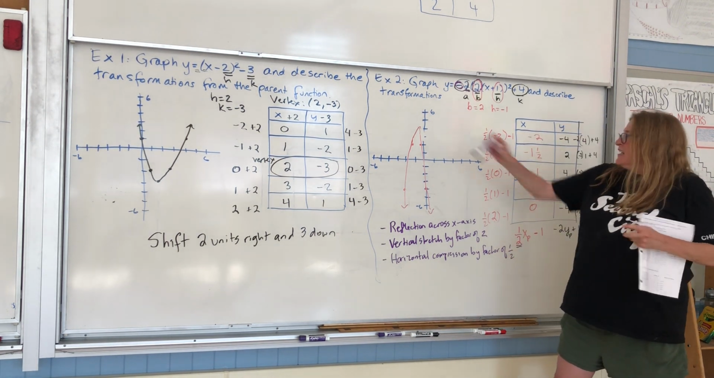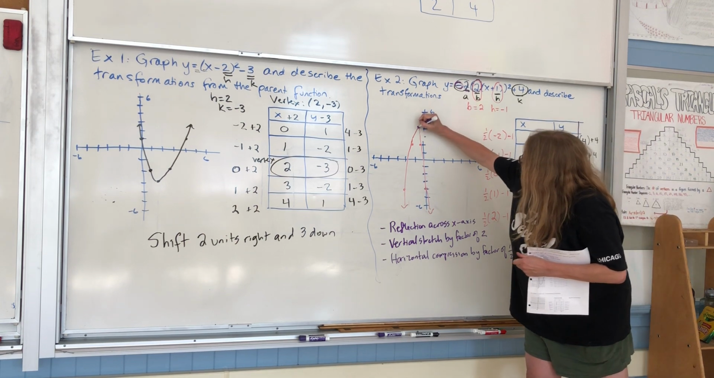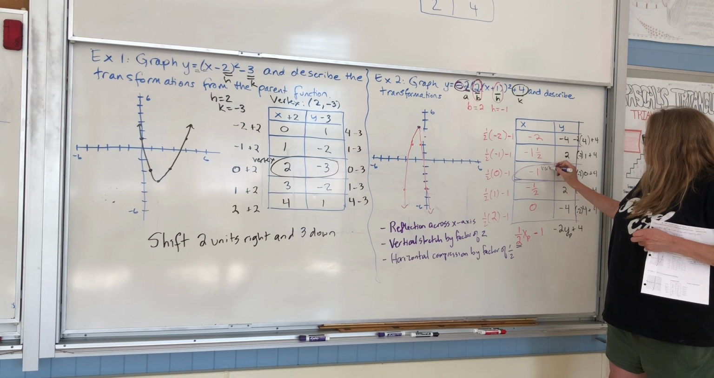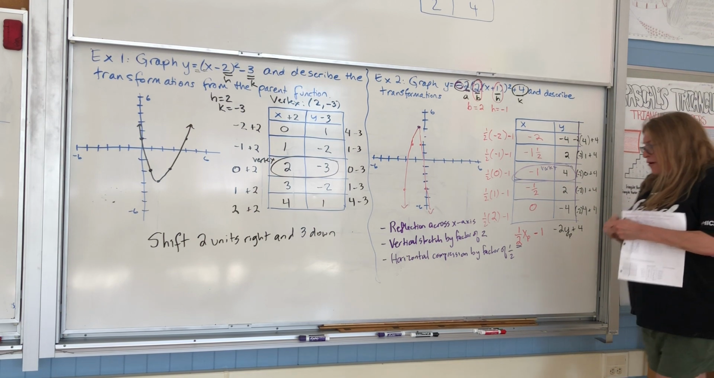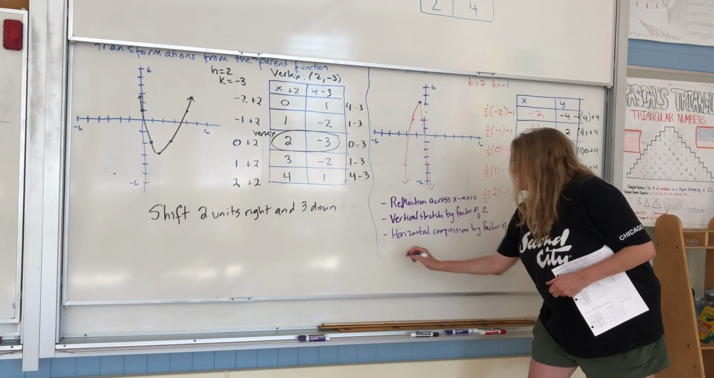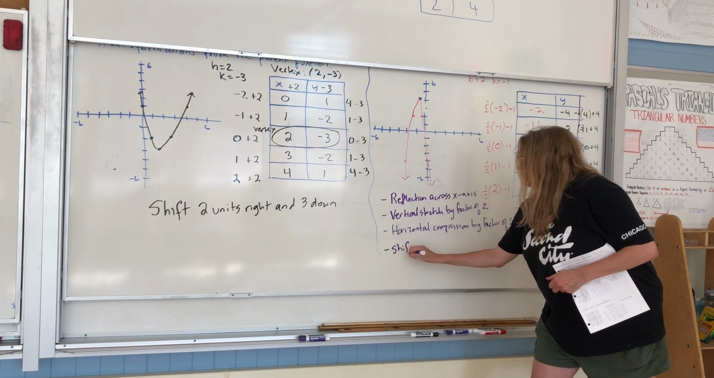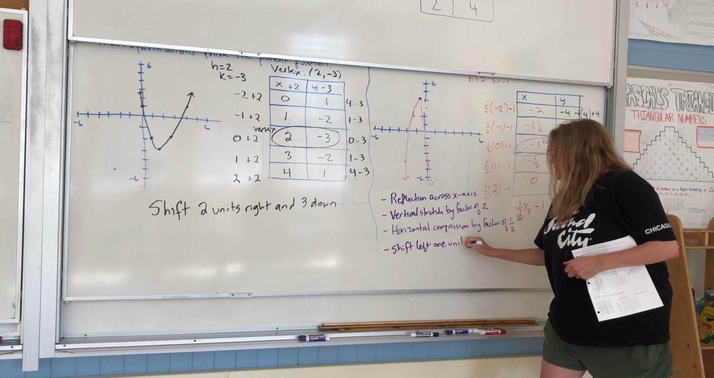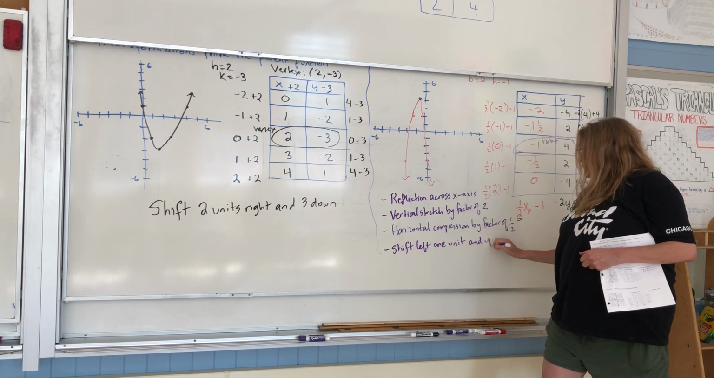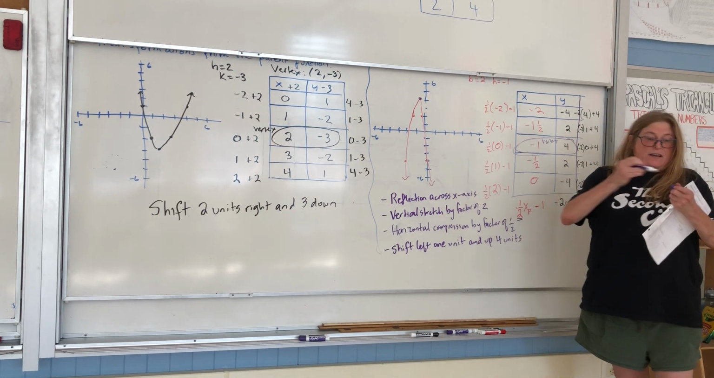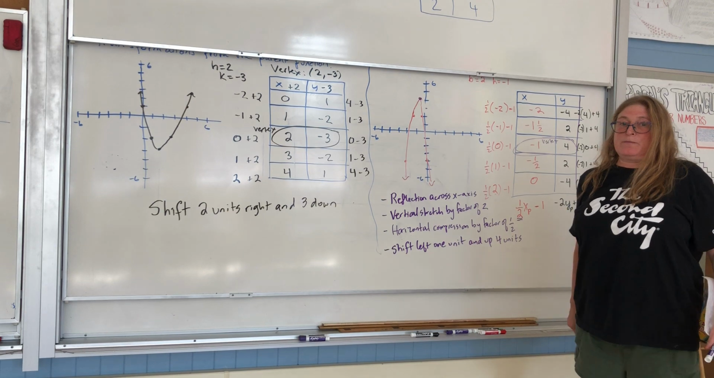Okay, our last thing is now our vertex is over here, right guys? Here's our new vertex. That's the vertex. So the way we'll describe that is we'll say shift left 1 unit and up 4 units. So we have all of the transformations going on in that problem.